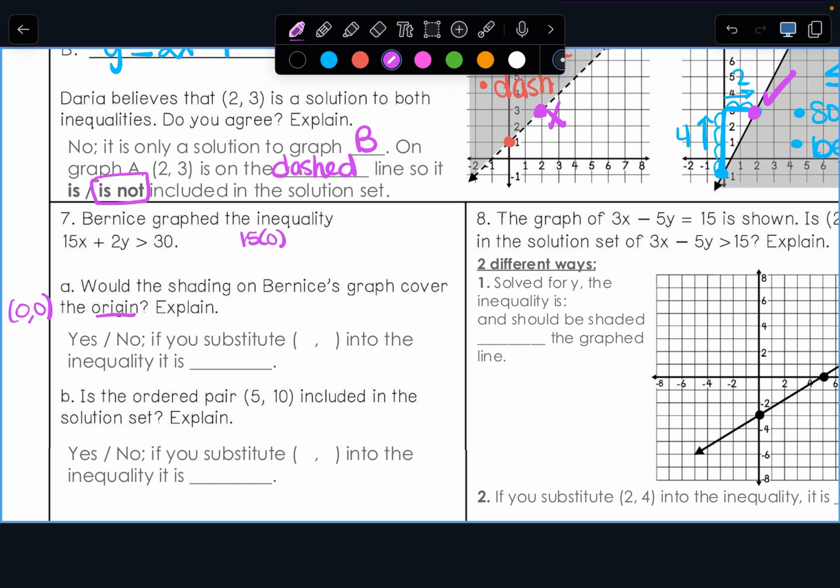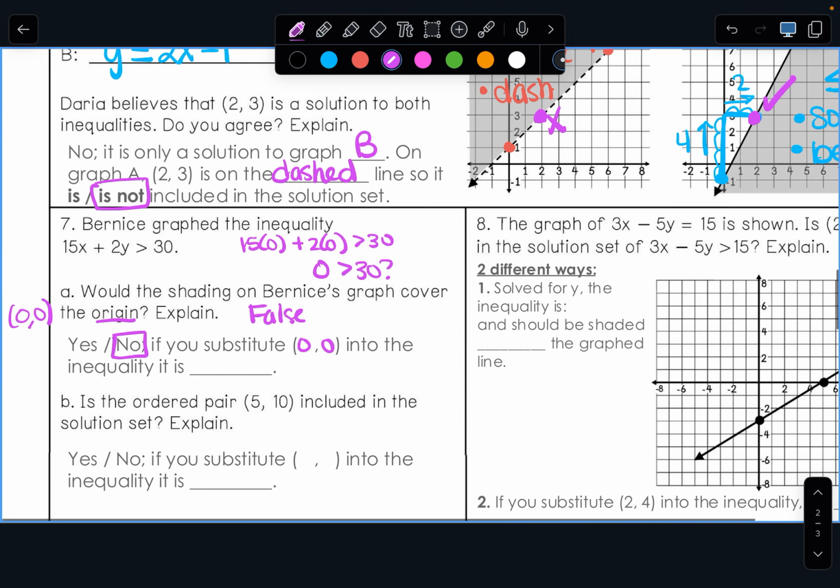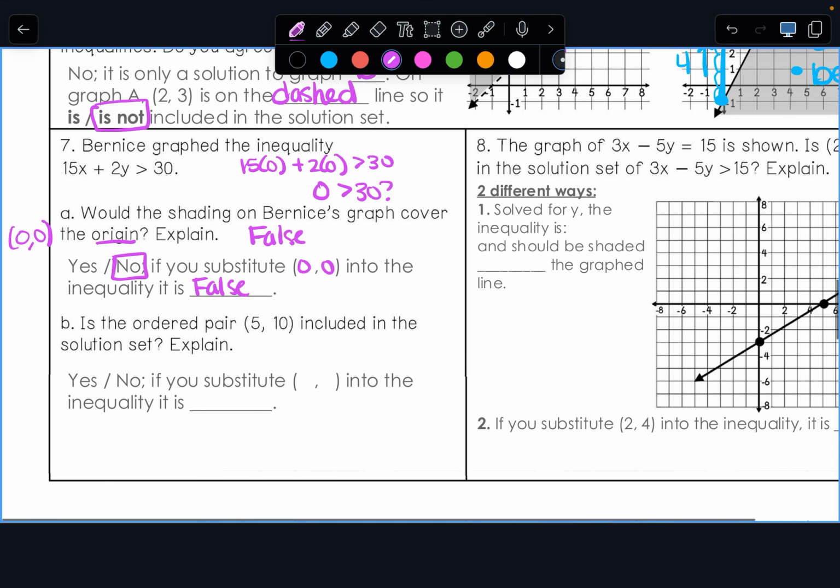15 times 0 plus 2 times 0 greater than 30. Okay? Anything times 0 is 0. Is 0 greater than 30? No. False. So, is it going to be in the shaded area? No. If you substitute (0, 0) into the inequality, it is false. It is not part of the solution area.